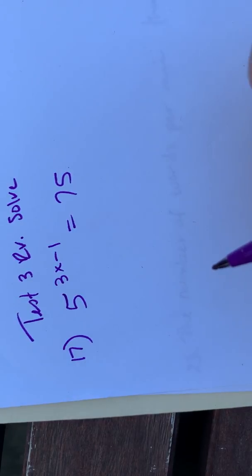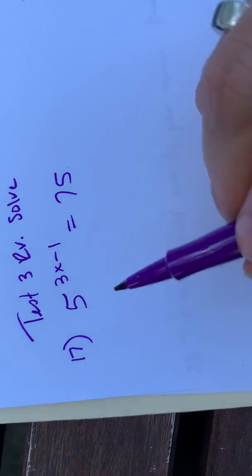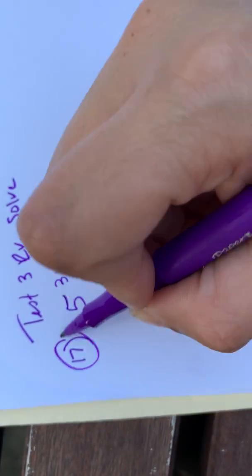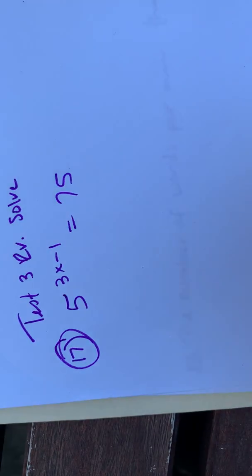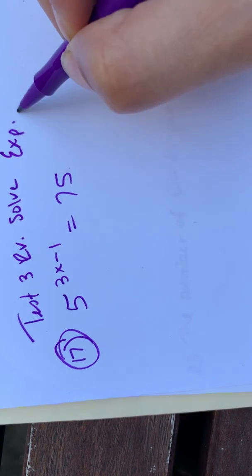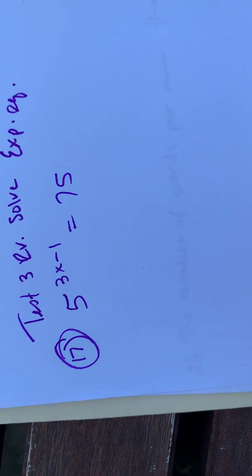Hey everybody, let's take a look at test 3 review problem number 17. This is going to be a duplicate. There's two 17s on this review for some reason. This one's the one that's under exponential equations. And so this is our first encounter with exponential equations on this review. The reason we know it's exponential is because you have your variable that's trapped in the exponent.